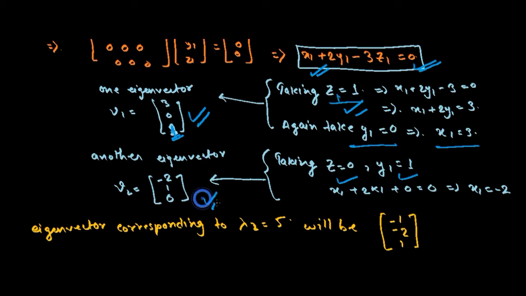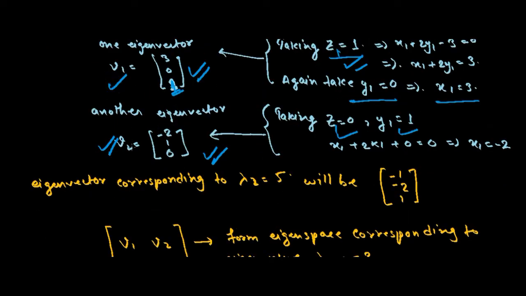Okay, and after that, again I took a different assumption, and I got another eigenvector like this. I have taken z1 equals 0, y1 equals 1, and I got x1 equals -2, and I got this eigenvector. And you can see that v1 and v2 are linearly independent. You can check the nature of these 2 vectors.